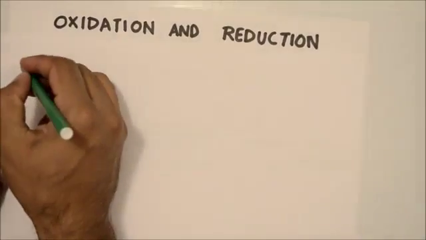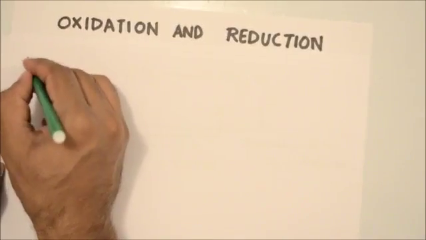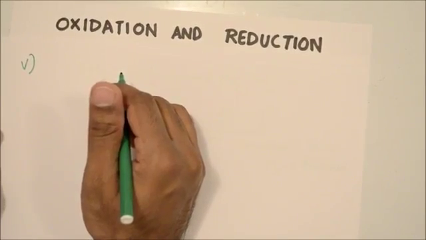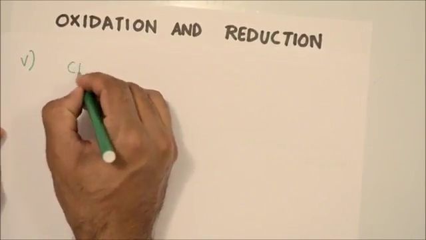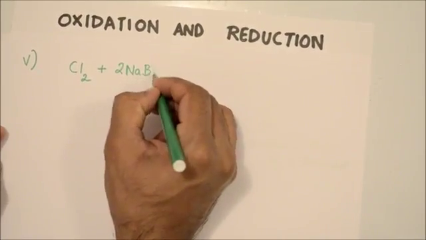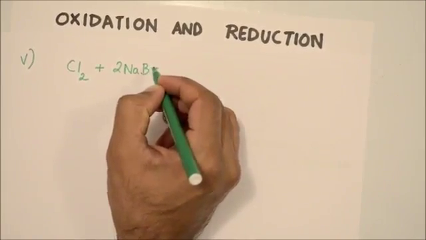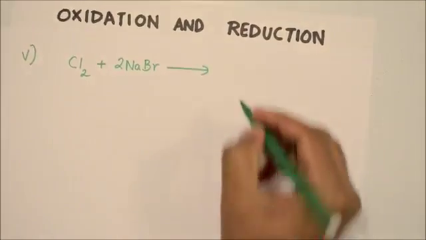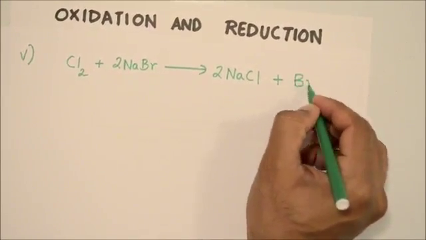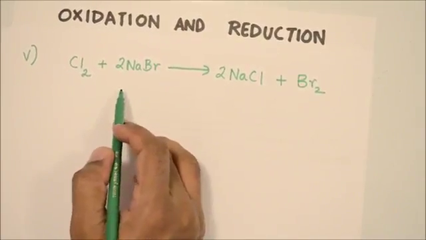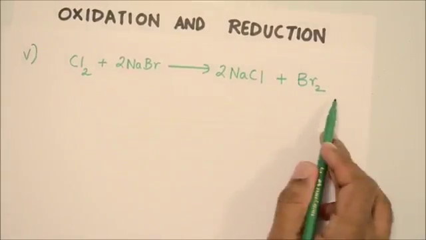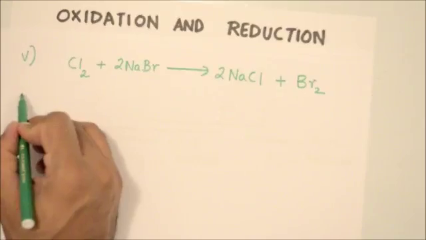So let's take up another example. So this is the fifth example. So what do we have? We have a chlorine molecule and sodium bromide, giving sodium chloride and bromine. So we understand that there is chlorine, there's sodium bromide, there's sodium chloride and bromine once again. So there is some interconversion.